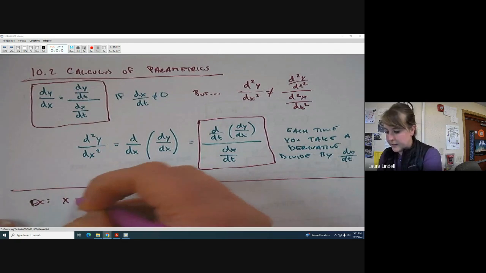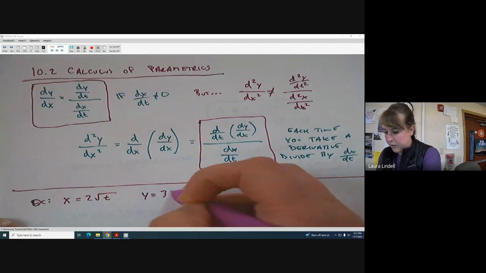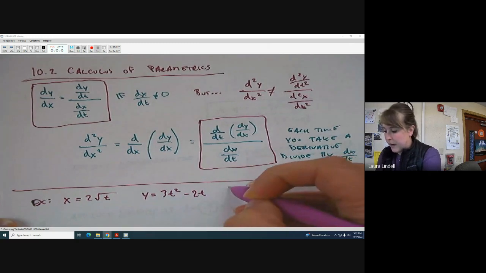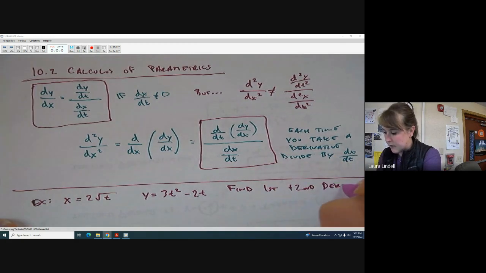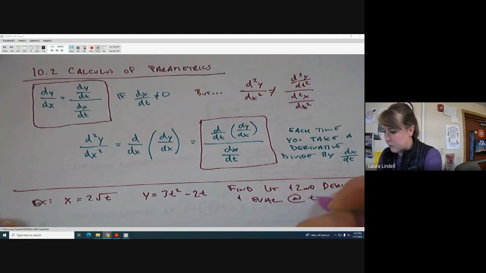So some questions that you might be asked involving parametrics. Let's say x is equal to 2 root t and y is equal to 3t squared minus 2t. We might be asked to find the first and second derivatives and evaluate at t equals 1.